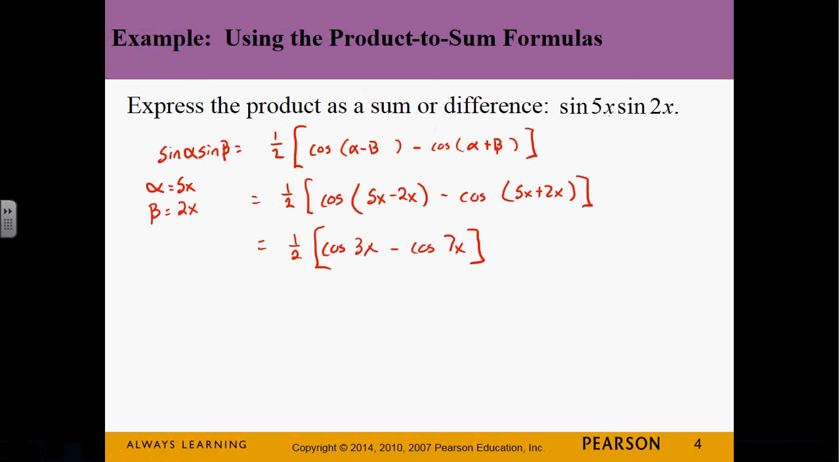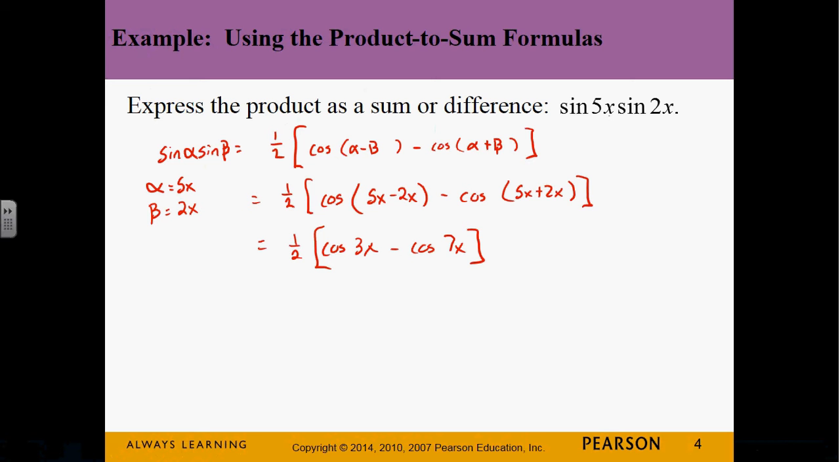No, you can't combine them because they have different arguments. That would be like saying cosine 30 minus cosine 60. Can't really combine them in any meaningful way. But that's a good point to bring up. Make sure we don't do that. This is not 3 cosine x minus 7 cosine x. I can't subtract the 3 minus 7 and get any kind of meaningful thing, because the 3x and the 7x are the arguments. So like I said, it's kind of like saying cosine of 30 minus cosine of 60. You can't combine those unless you know the values. Okay, so that's as far as you can go.